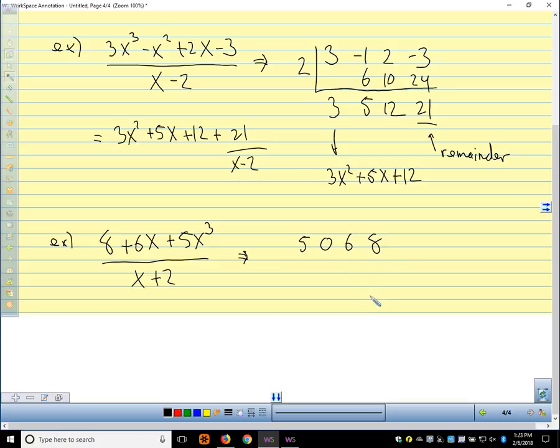Can it either be x minus 2 or x plus 2? Yes, so this I'm thinking of as x minus negative 2. x plus 2 is the same as x minus negative 2. So for this division, it's minus 2.